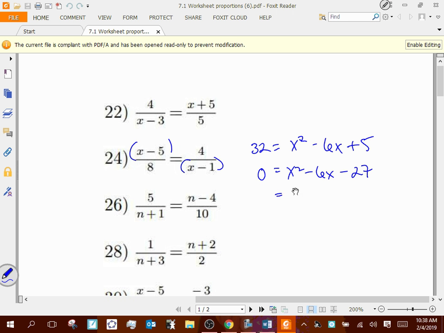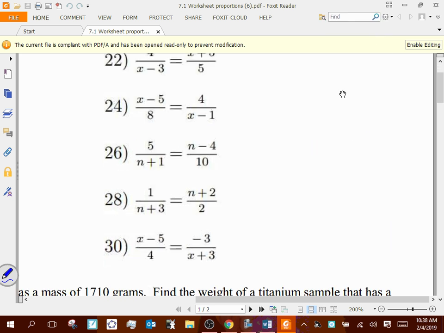So that's going to be what? X minus 9, x plus 3. X will be 9 and -3. Number 26, so we've got 50 is equal to n squared plus 1n, so minus 3n minus 4. So 0 is equal to n squared minus 3n minus 54.